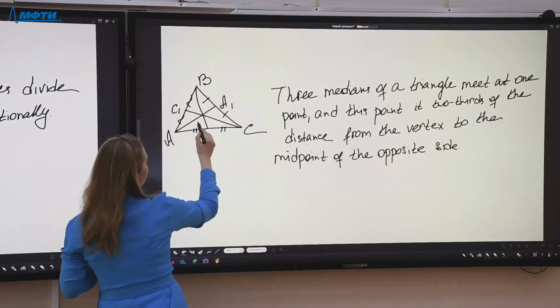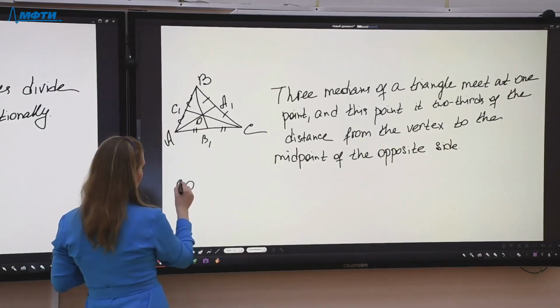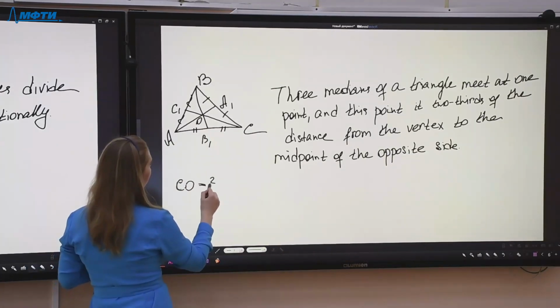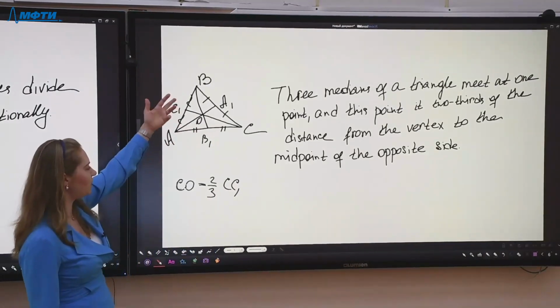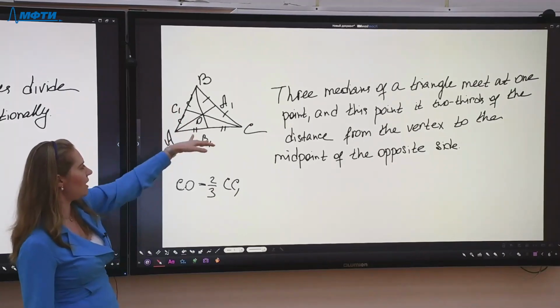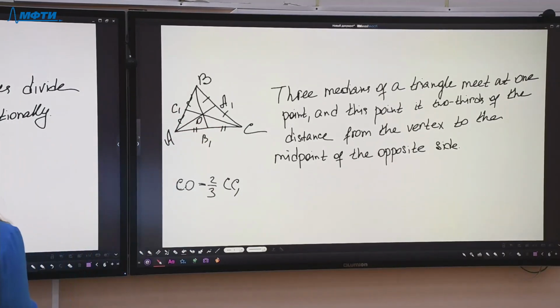If this point is O, for example, we can say that CO is 2/3 times CC1, as well as BO is 2/3 BB1 and AO is 2/3 AA1. By the way, all altitudes and all bisectors of a triangle also meet at one point.